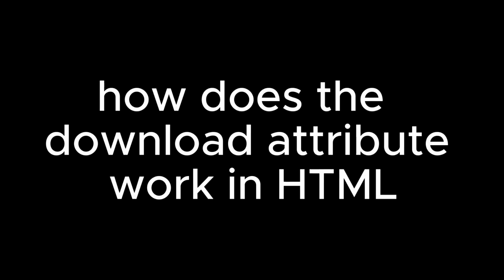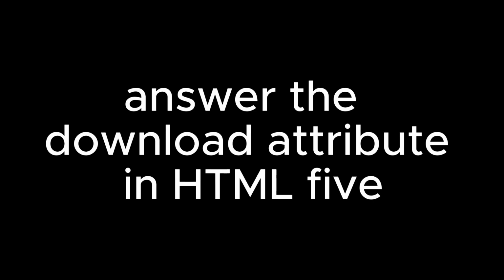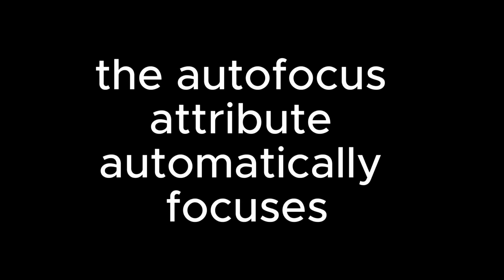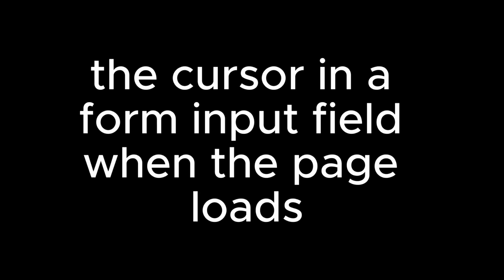Question 45. How does the download attribute work in HTML? Answer. The download attribute in HTML5 instructs the browser to download the linked resource rather than opening it. Question 46. What does the autofocus attribute do in HTML? Answer. The autofocus attribute automatically focuses the cursor in a form input field when the page loads.